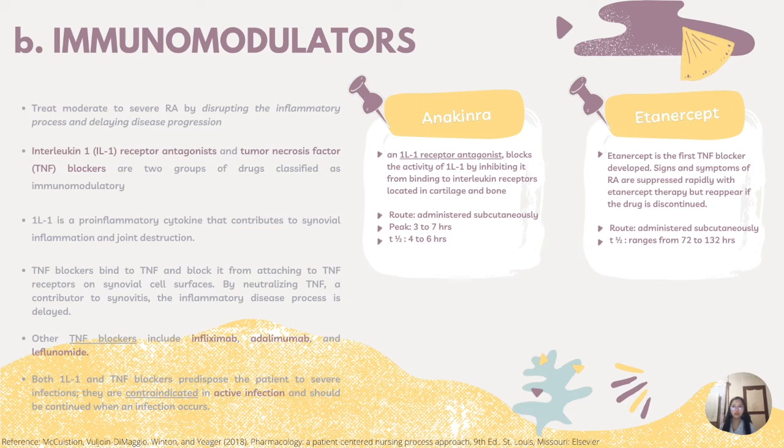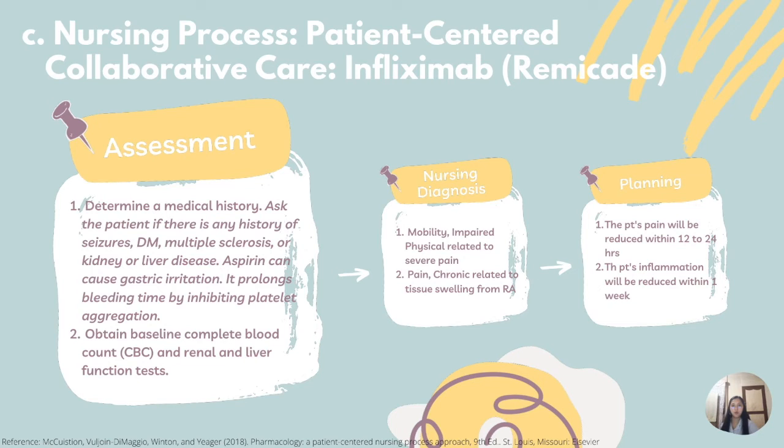Both interleukin-1 and TNF blockers predispose a patient to severe infections, so they are contraindicated in active infections and should be discontinued when an infection occurs. Another fact about immunomodulators is that they are actually very expensive compared to over-the-counter drugs like NSAIDs. Now I'll be discussing the nursing process of the drug infliximab. Infliximab is the generic name, and Remicade is the brand name of this drug.